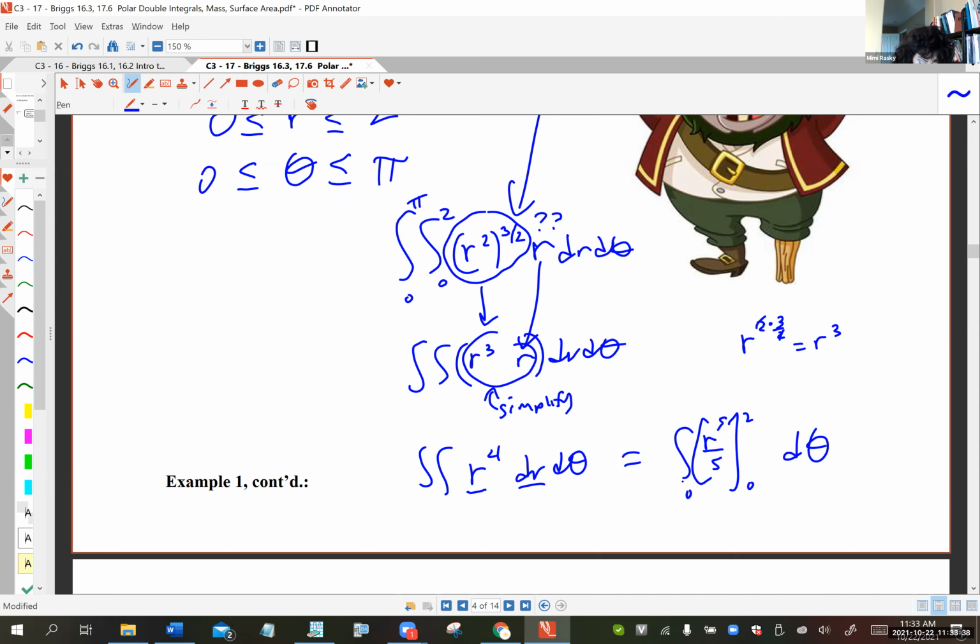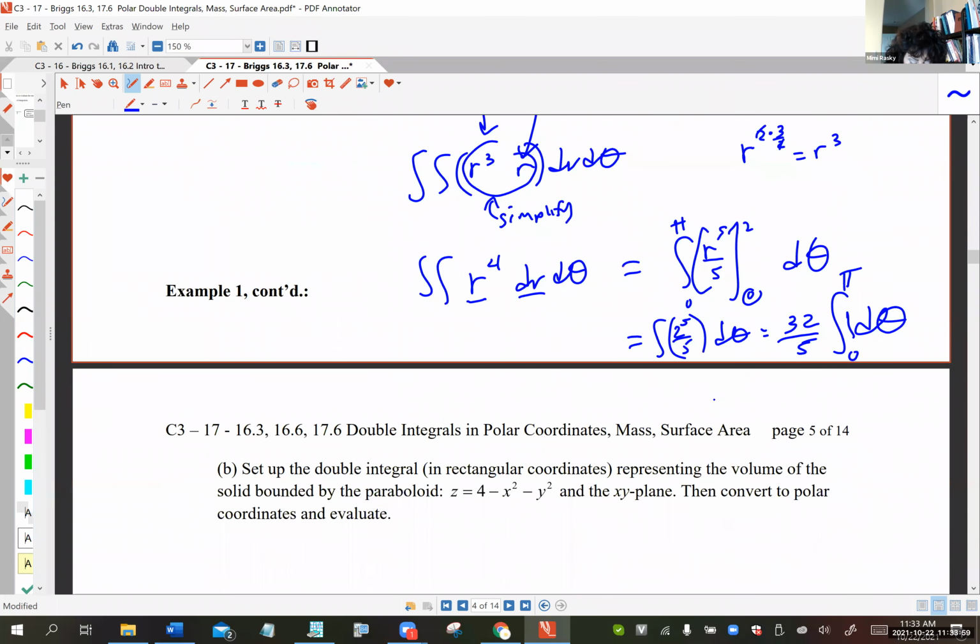And we still have to integrate with respect to theta. And so that's just going to be 2 to the 5th over 5. What is it, 2^5? That's 32 fifths. And then when you plug in the 0, you get 0. And so you're just going to worry about 32 fifths. Now, nothing is in the integrand, but it's understood to be a 1. So the antiderivative of 1 with respect to theta is theta. And then evaluate the theta between 0 and pi. Your final answer is 32 pi fifths. And we're done with that example.